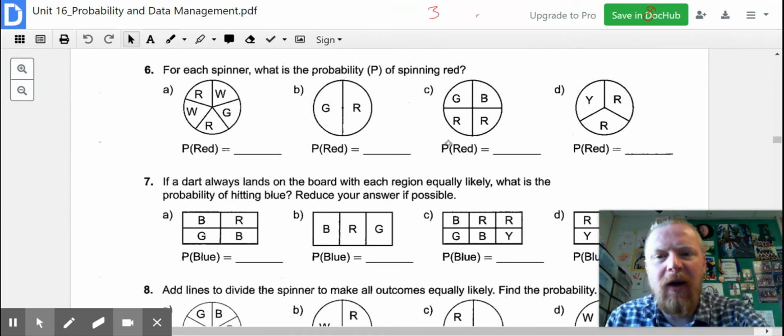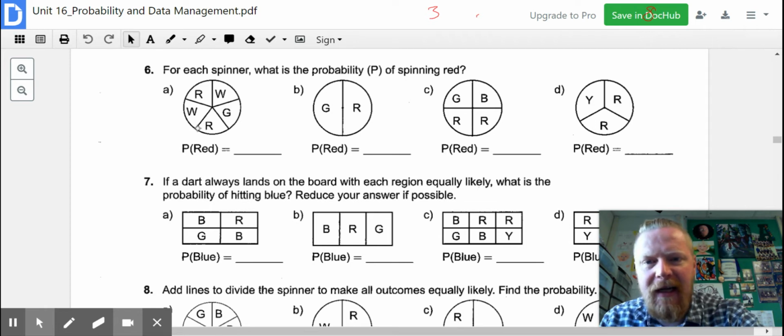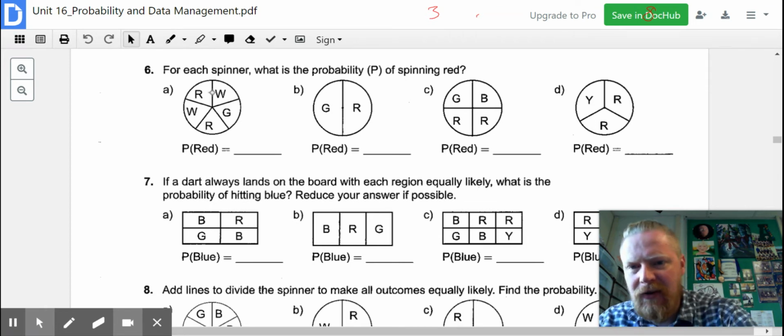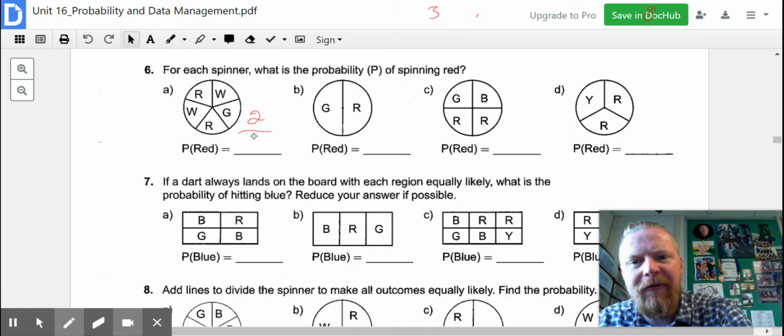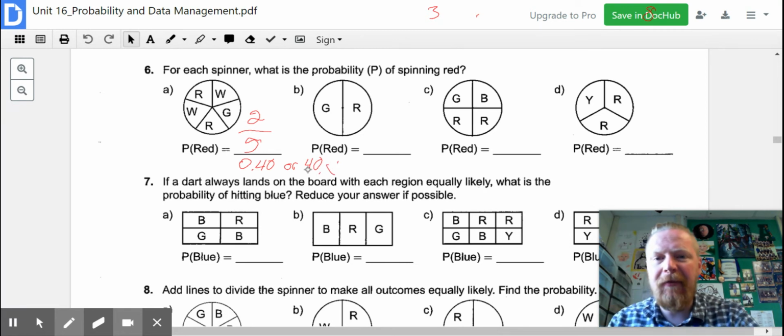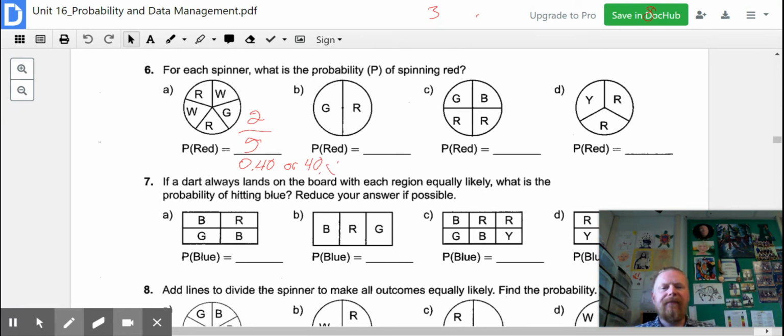So if I look at the probability of spinning red, for example, these are all 5 equal zones there. There are 2 chances to spin red. There's 2 zones that are red, and there's a total of 5 different outcomes. So the probability of spinning red is 2/5, which is equal to 0.40 or 40%. I would have a 40% chance of spinning red.